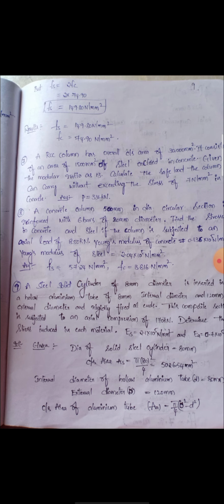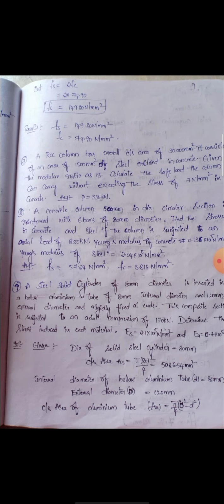So coming to the solution, the diameter of the solid steel cylinder is 80 mm. Cross sectional area As equals pi d square by 4. So this is the solid section. So pi into 80 whole square by 4 is 5026.54 mm square. So this is the cross sectional area value.